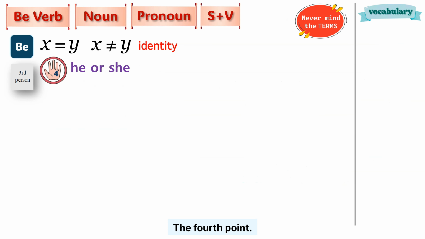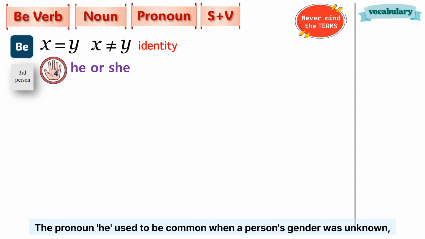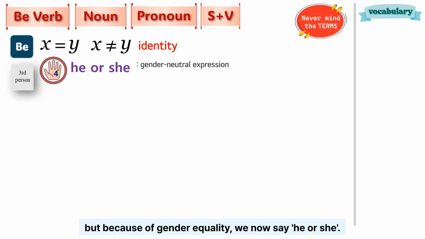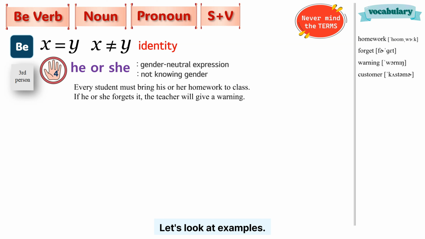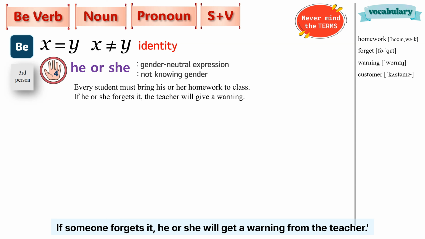The fourth point. The pronoun he used to be common when a person's gender was unknown. But because of gender equality, we now say he or she. We use it when we don't know the gender or when we want to include both genders. Let's look at examples. Every student must bring homework. If someone forgets it, he or she will get a warning from the teacher.